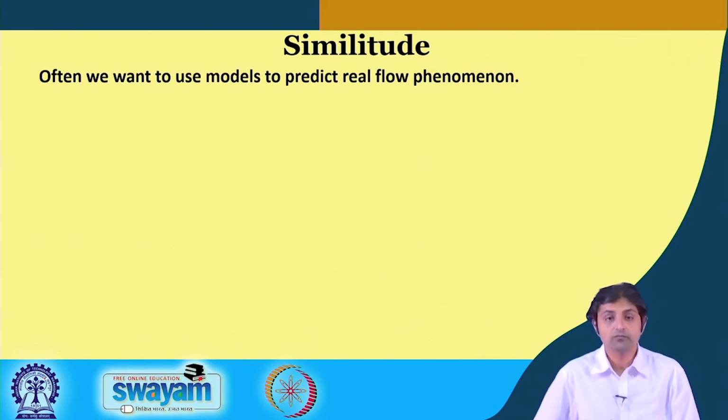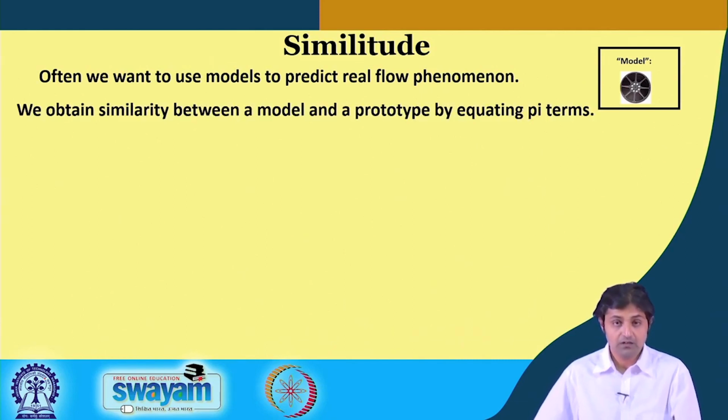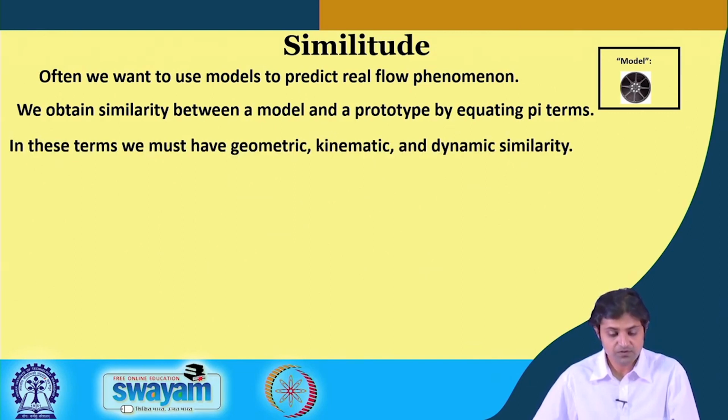So, why is similitude needed? Often we want to use models to predict real flow phenomena. So, this is a model, for example. We obtain similarity between a model and a prototype by equating the pi terms. That is how we do it in real life. In these terms, we must have geometric, kinematic and dynamic similarity.